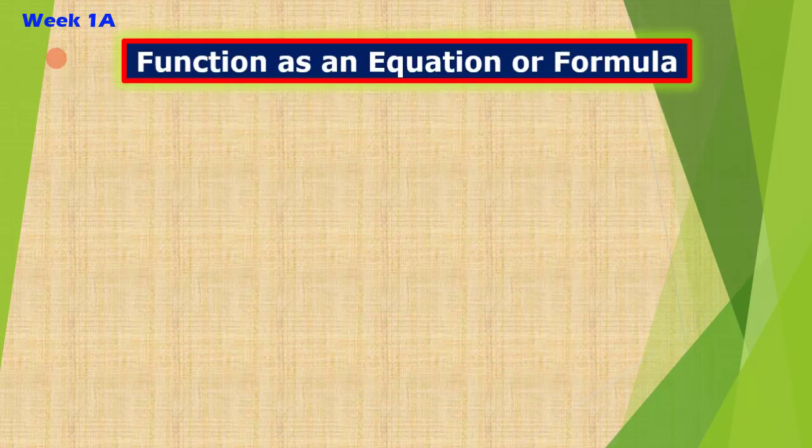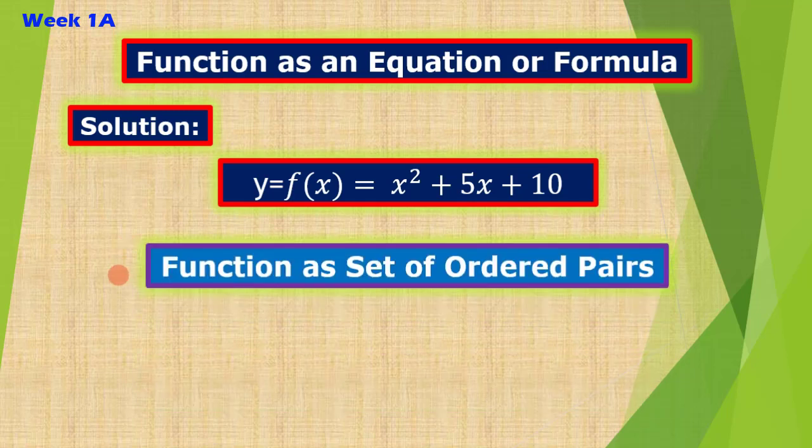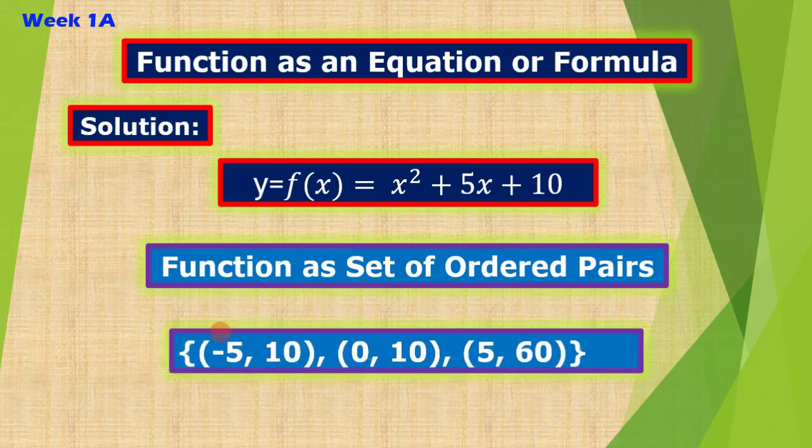Function as an equation or formula. For the solution, the given itself is in the form of an equation or a formula. So we have y equals f of x equals x squared plus 5x plus 10. And function as a set of ordered pairs. So we collect the ordered pair form of the function earlier. Then we simply put those three ordered pairs inside braces, an open brace and a closed brace. Thus, we have the function as a set of ordered pairs.